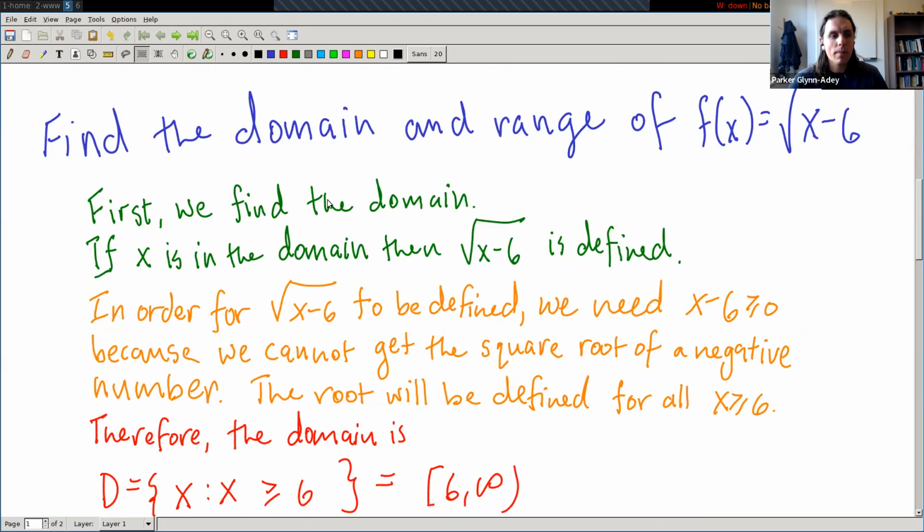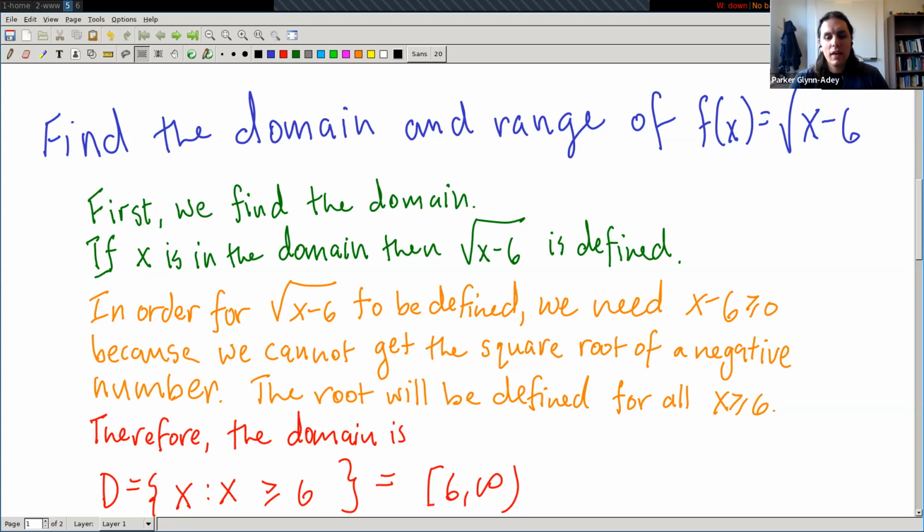Okay, so I've tried to color code it according to those three things. So here's the question. Find the domain and range of f of x, which is the square root of x minus 6. A very routine, easy thing is to state what you need to do. First, we find the domain. If x is in the domain, then the square root of x minus 6 is defined. So here we're writing out the definition of what we're looking for.